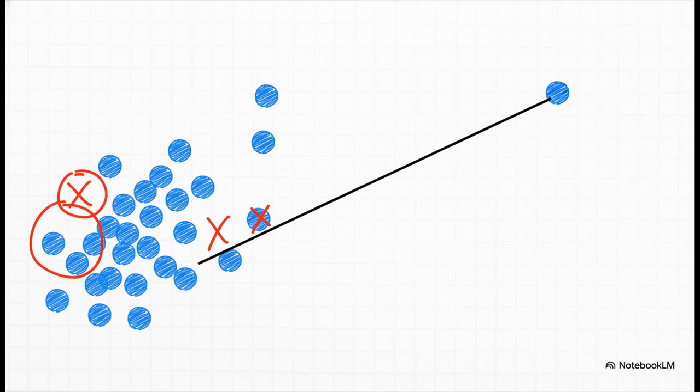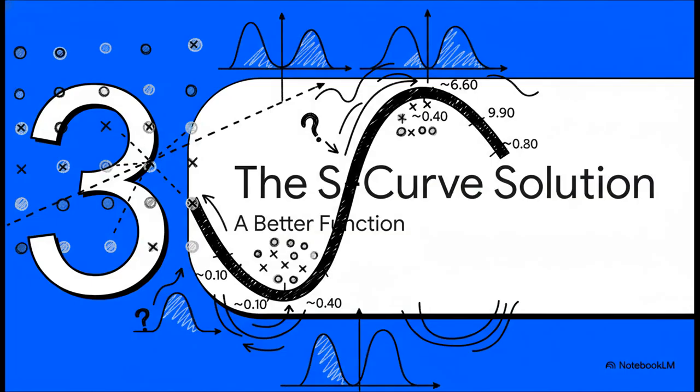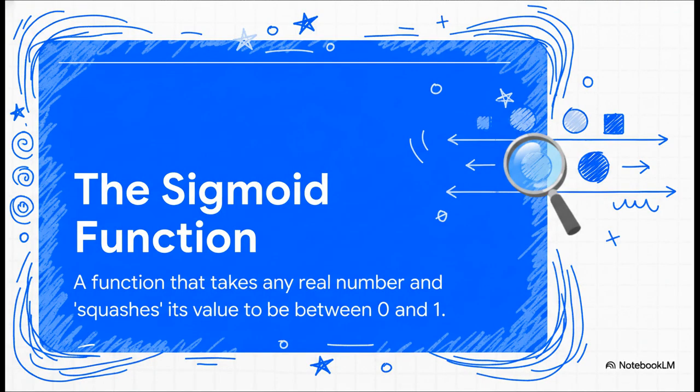This is the key takeaway. A simple straight line gets bullied around by outliers way too easily. So, okay, clearly a straight line is not the right tool for this job. We need something smarter, something more flexible. We need a function that isn't so easily fooled, one that gets that we're talking about probabilities here. Enter the hero of our story, the S-curve. And that hero has a name, the sigmoid function.